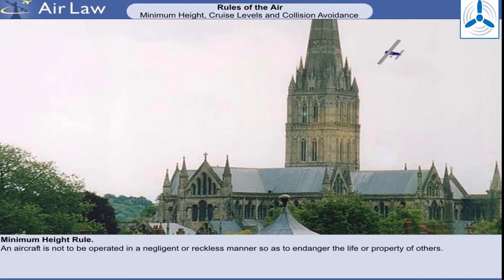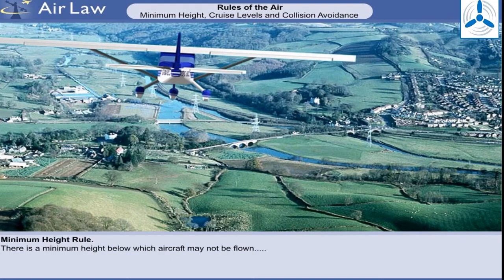The first part of Chapter 3, Annex 2, deals with the protection of persons and property. As you see, the key statement here is that an aircraft is not to be operated in a negligent or reckless manner so as to endanger the life or property of others. One of the central tenets of this rule is that there is a minimum height below which aircraft may not be flown.